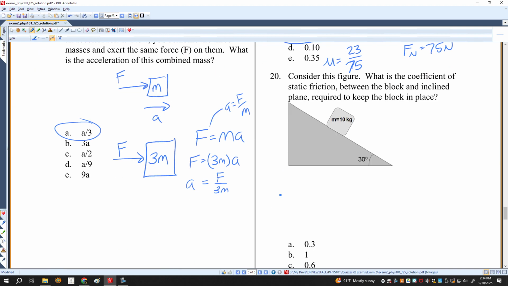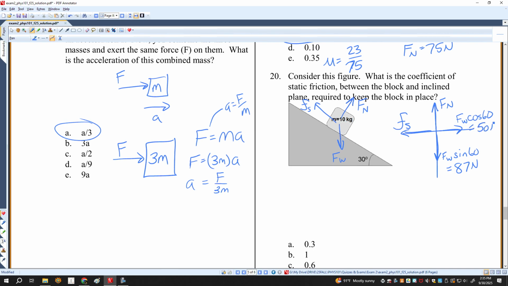All right, what is the coefficient of static friction between the block and the inclined plane required to keep this block in place? We've done this, so let's sketch in our forces, Fn, Fw, Fs, and now I can draw these. This is going to be Fw sine of 60. Let's go and put in these values. Fw sine of 60, that's 100 sine of 60, 87.